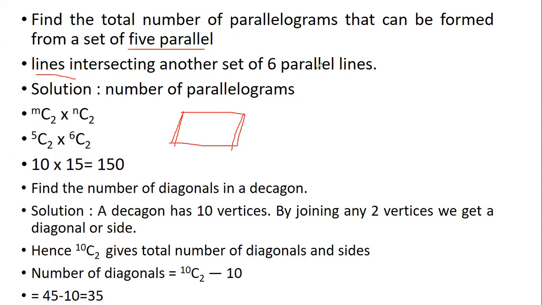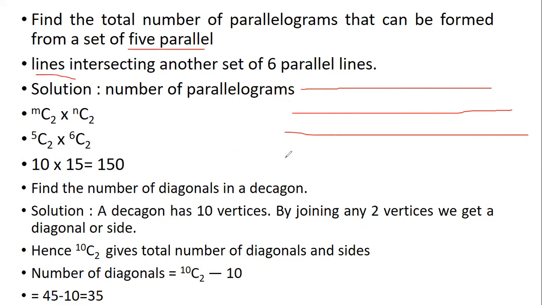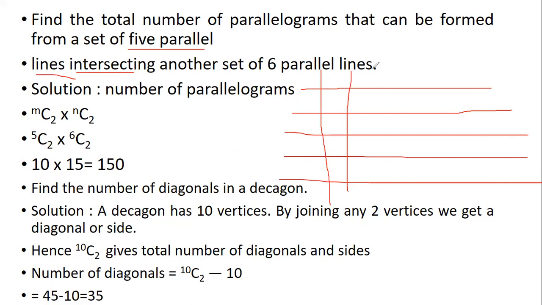Okay, now let us take for example, let us draw those 5 and 6 lines. So I think it will be easy for you to understand. Okay, so let us say 1, 2, 3, 4, 5. These are 5 parallel lines. See, they don't connect with each other here. Okay, now these are intersected by another 6 parallel lines. Now let's say another 6 is 1, 2, 3, 4.